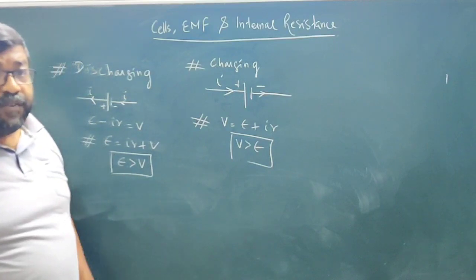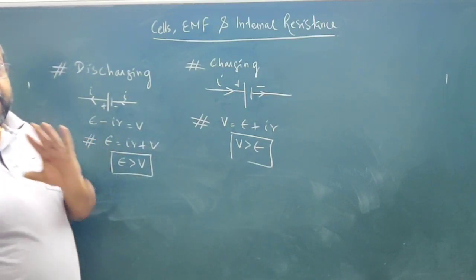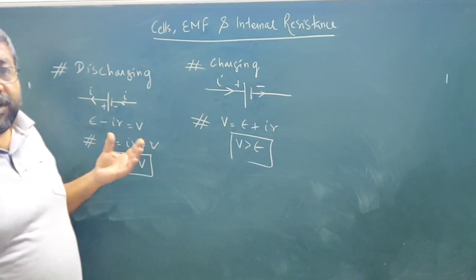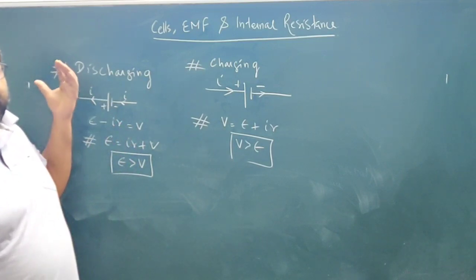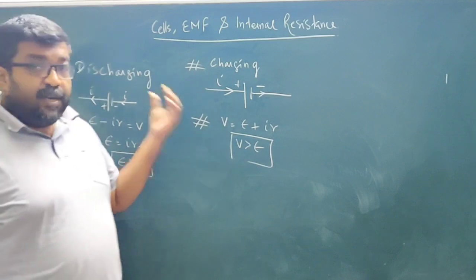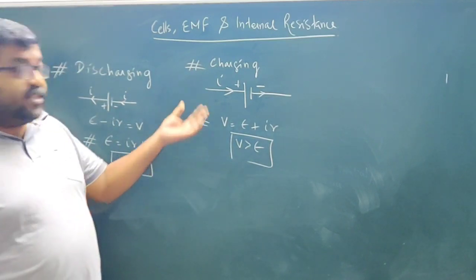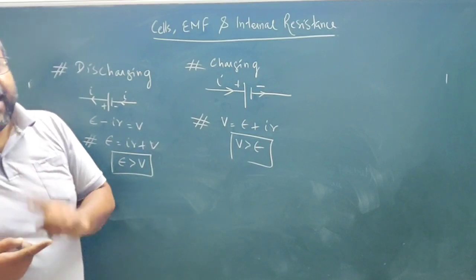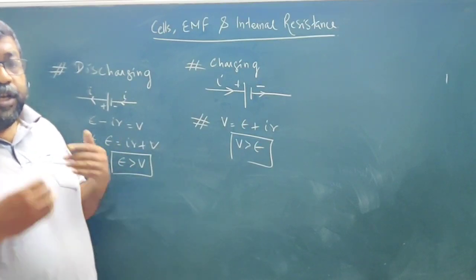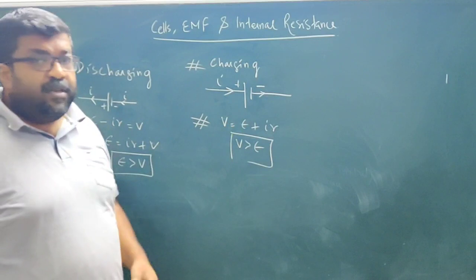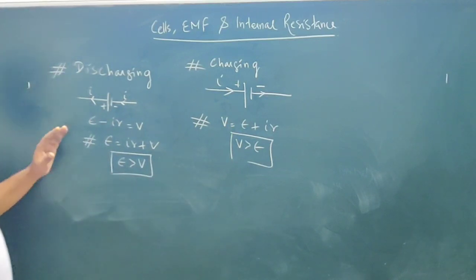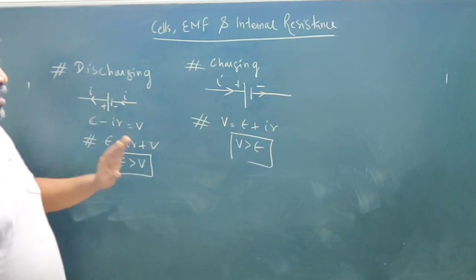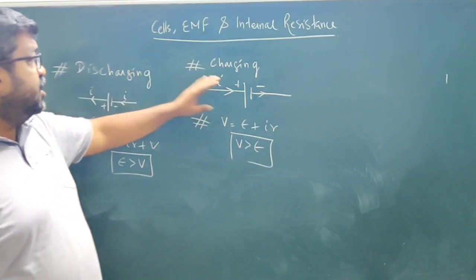V is the terminal potential difference. See, the meaning of V and E haven't changed. E is the EMF of the cell, that is the potential difference across the two terminals of a cell in an open circuit. V is the terminal potential difference, the potential difference across the two terminals of a cell in a closed circuit. The meaning of E and V have not changed, it is just the expression that has changed. For discharging we have this equation, for charging we have this equation. So that is the difference between discharging and charging.